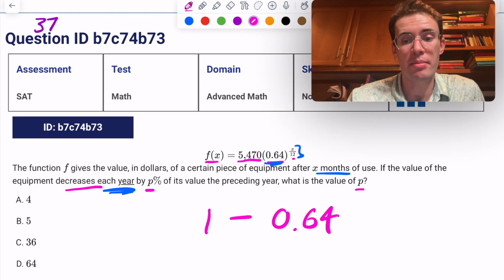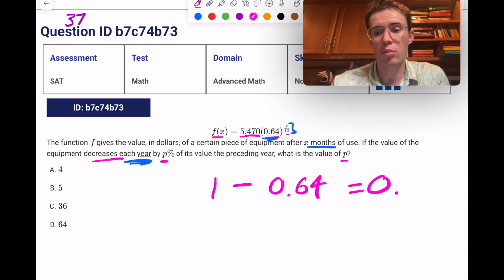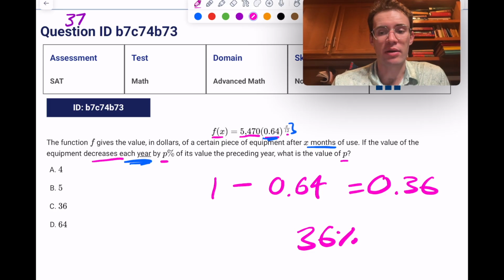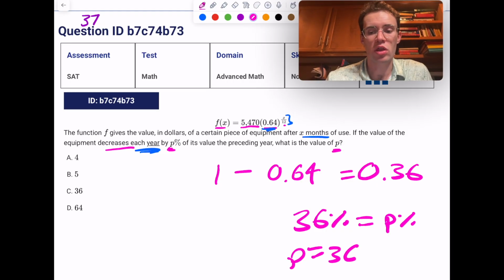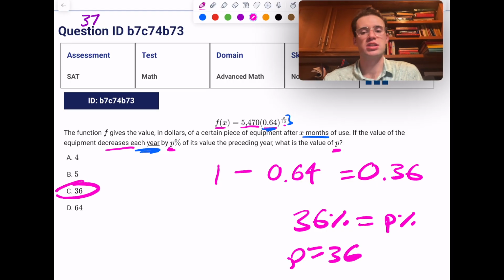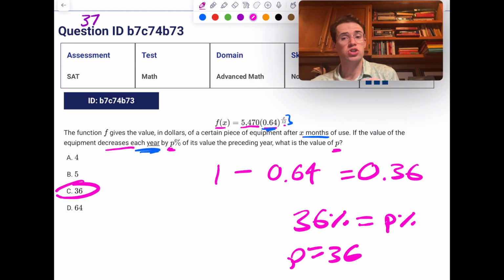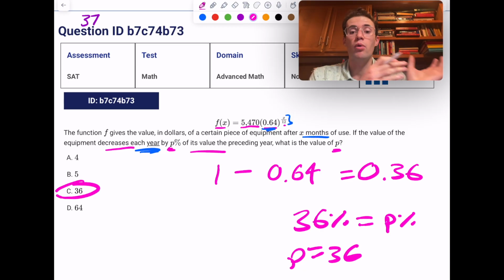And you can just do 1 minus 0.64, which will give you 0.36. That's 36%. And we want to figure out what is the p value of that percent. 36% equals p%, so p is equal to 36. It's going down by 36. All right, so the months year part, they're trying to make it seem like that's the trick. The real trick is how much is it decreasing? So how much is it going down from 100%?